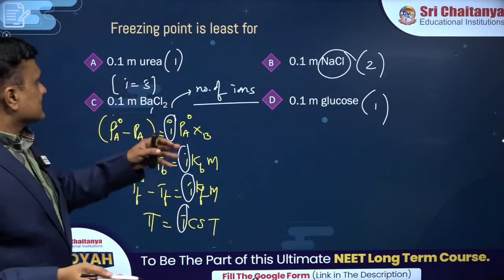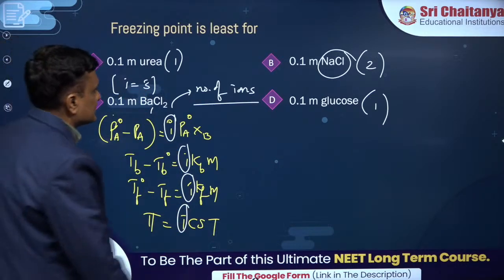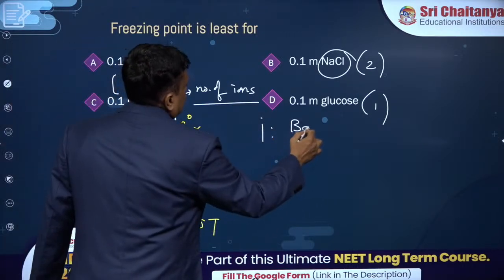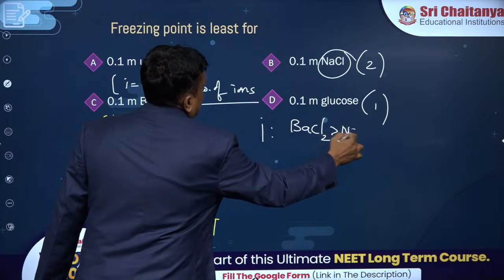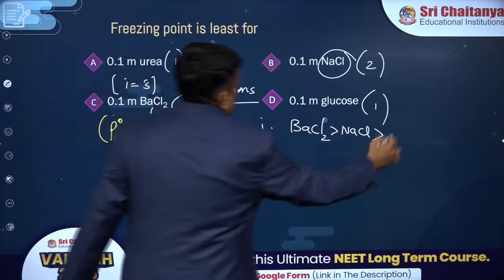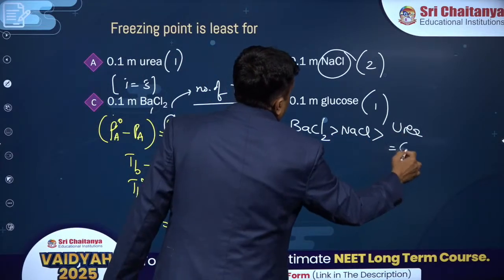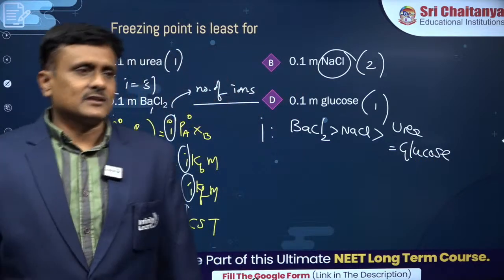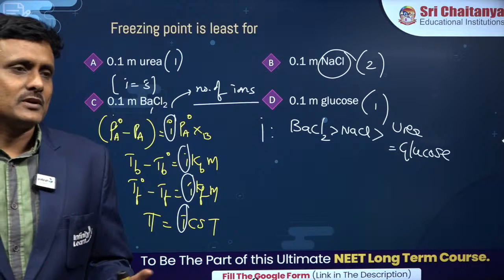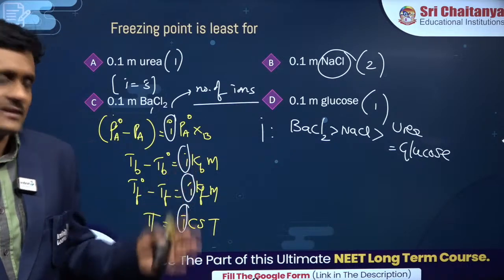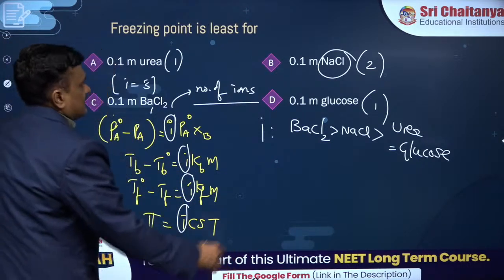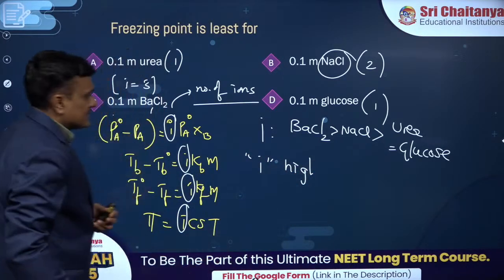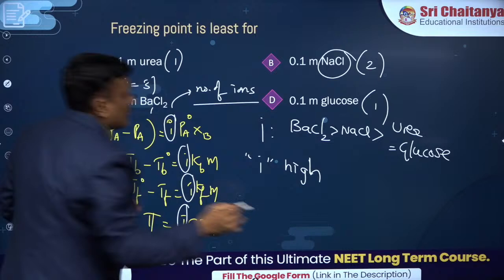Now what if i is greater? Suppose if i is high, you can see the cases, right? i of BaCl2 is greater than NaCl, which is greater than urea, which is equal to glucose, because both are non-electrolytic type. So i value is 1. Good answers, right? Let us check. Suppose if i value is high, you can see what all can be high. Listen now carefully. If i is high, what all values can be high?